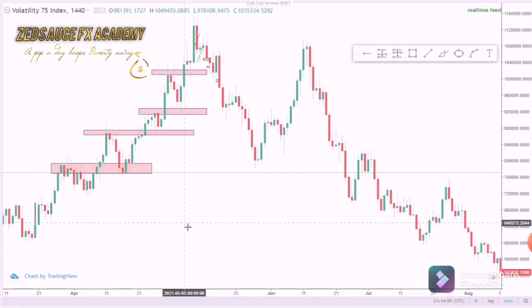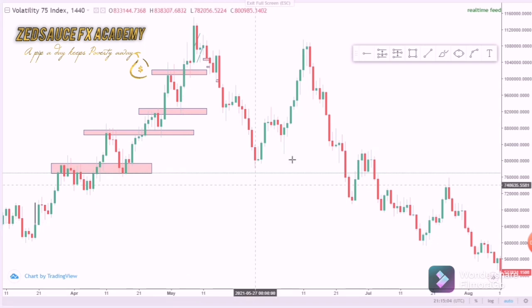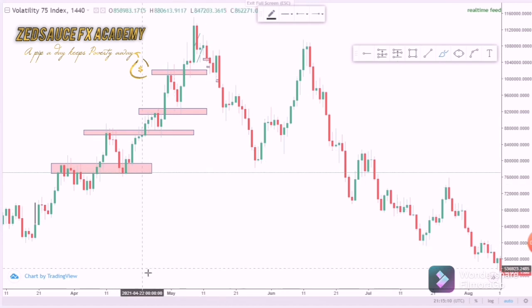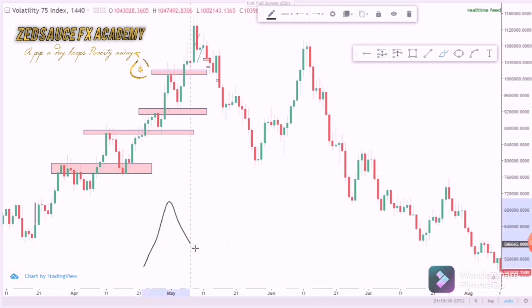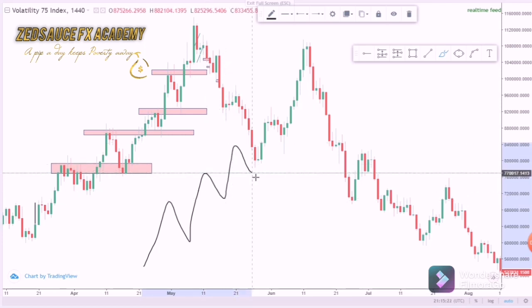Today's topic, I want to teach you how to do a break and retest strategy. Okay, so if the market is in an uptrend, most of the time it moves to make higher highs, higher lows, higher highs, higher lows, higher highs, higher lows until further.